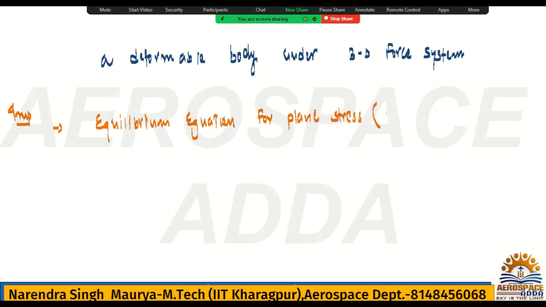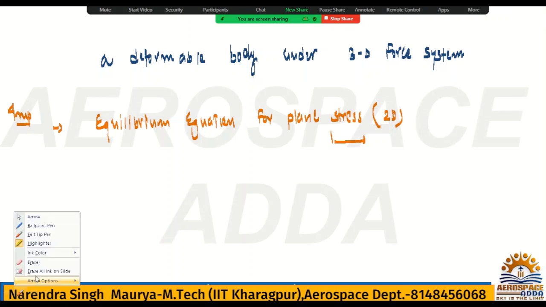plane stress condition. What is the plane stress? It is 2D. So they can ask you how many equilibrium equations for the 2D system, or how many equilibrium equations for the plane stress condition. If I say plane stress condition, it means it's a 2D stress system, and I already explained for the plane stress condition how many stresses are zero. 3 stresses.